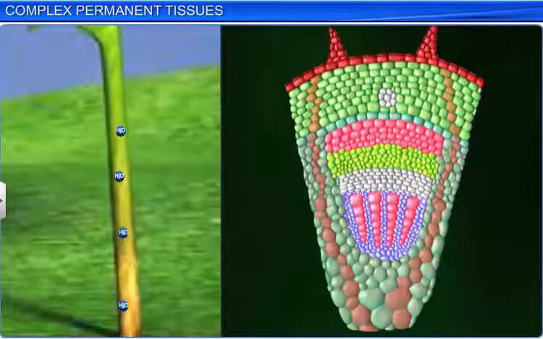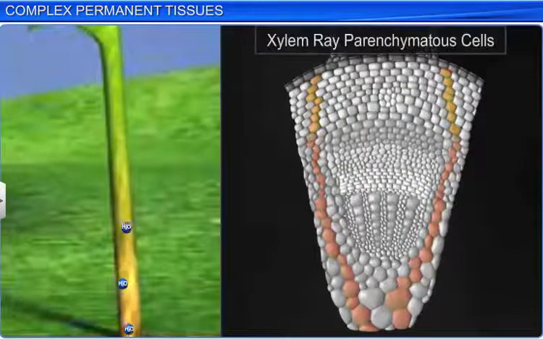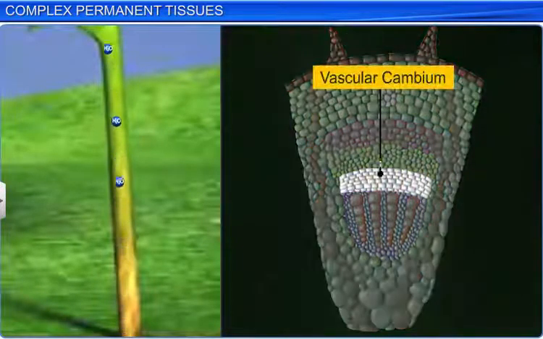Some xylem cells are arranged in the form of a ray through which radial conduction of water takes place. These cells are known as xylem ray parenchymatous cells. They are produced from the differentiation of vascular cambium.